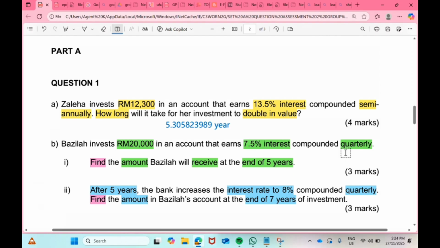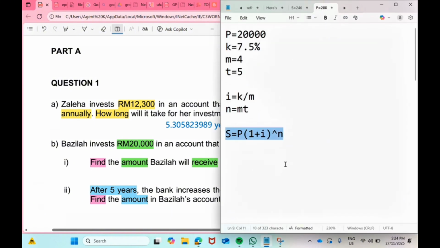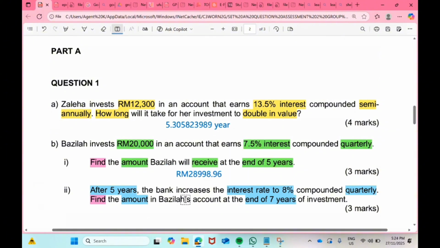Second question, Bazila invests 20,000 ringgit in an account that earns 7.5% interest compounded quarterly. That means 4 times a year. Find the amount Bazila will receive at the end of 5 years. We'll be using the same formula, but what we want is the sum. The formula, and it'll come out to 28,998.96 or 96 cents.